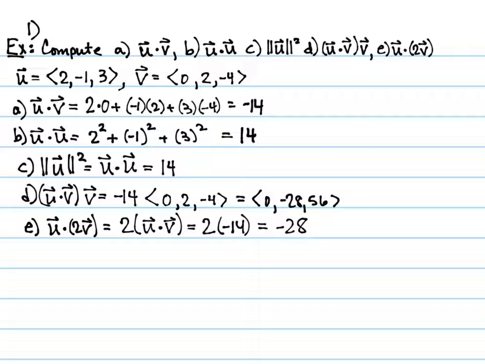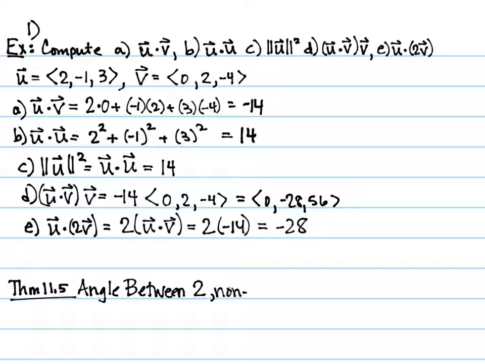All right, there is another piece that we're going to do in this section of the dot product because it uses the dot product, okay? And what we're going to look at next in Theorem 11.5 is about angles. So Theorem 11.5 says it is an angle between two vectors. That's what we're going to be looking at. Two non-zero vectors.